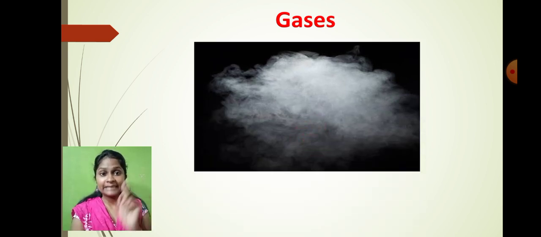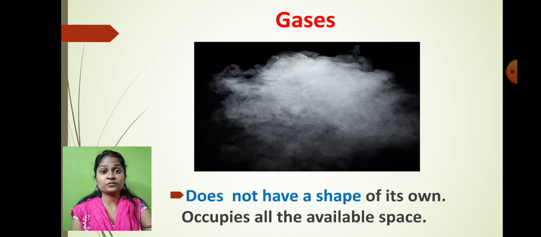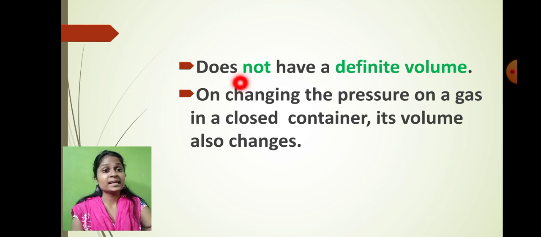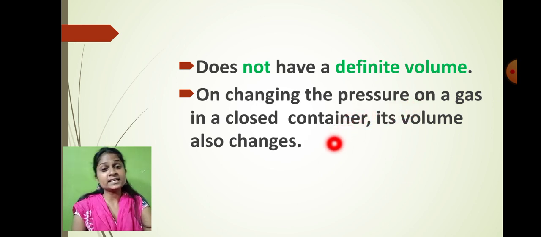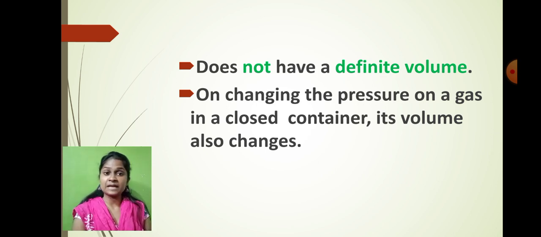Now tell me students, do gases have definite shape? No. Do they have definite volume? No. Gases do not have definite shape, they do not have definite volume. As you can see, gases don't have a shape of their own. Gases occupy all available space. Is that clear? So students, gases don't have a particular shape and don't have a definite volume also. On changing the pressure on the gas in a closed container, its volume changes. Is that clear?